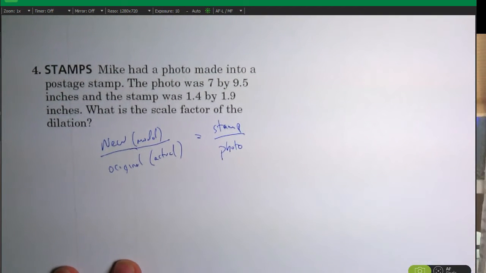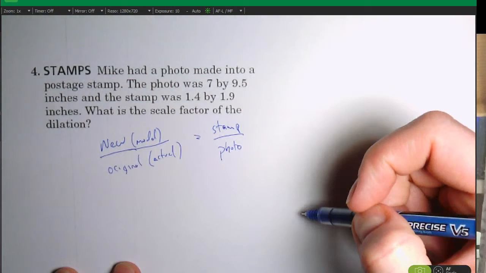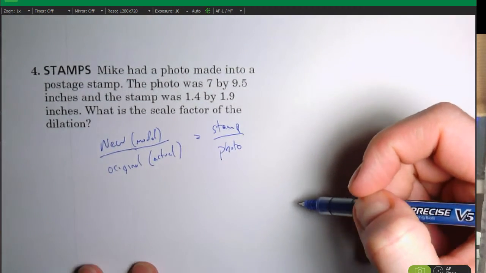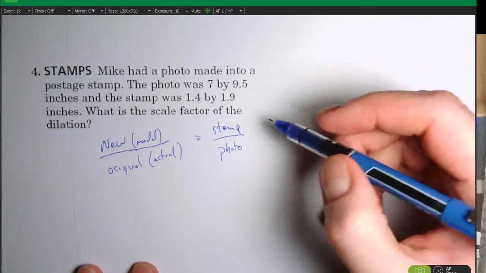And you can actually do this. You can have postage made out of pictures. When my wife and I first got married, we had our dog done like this. We took pictures of our dog and made them into stamps.